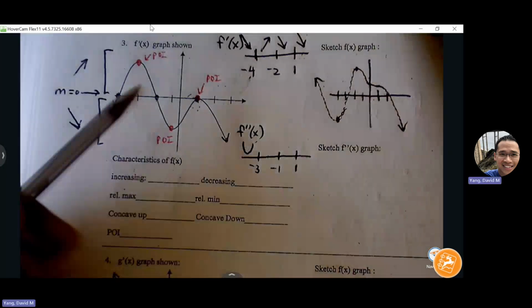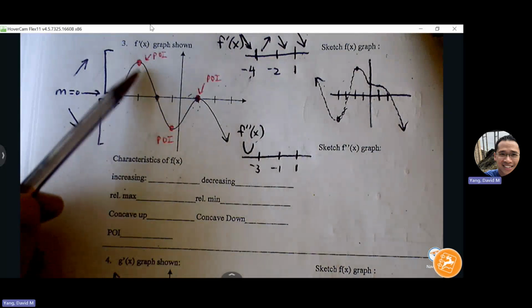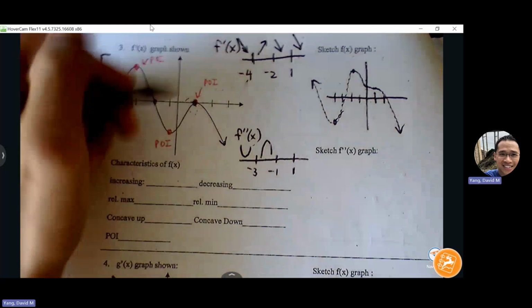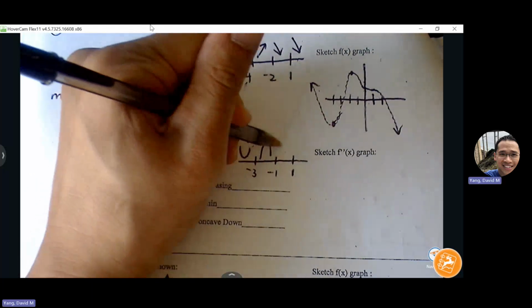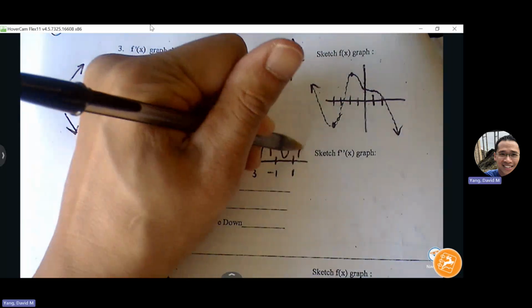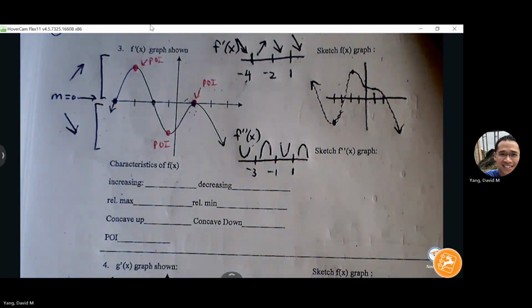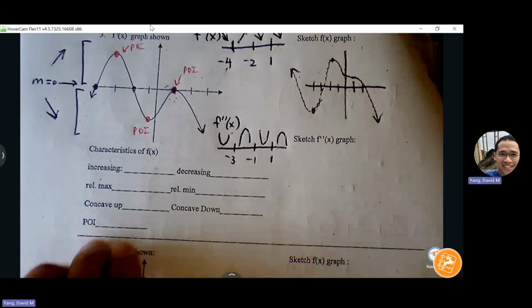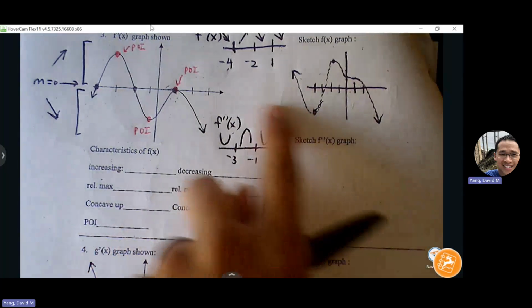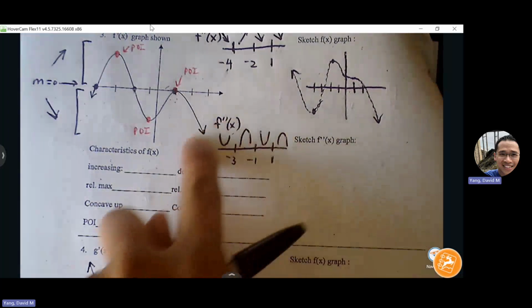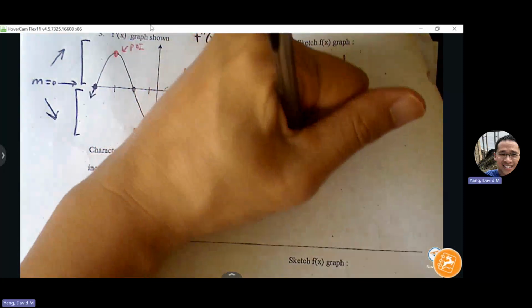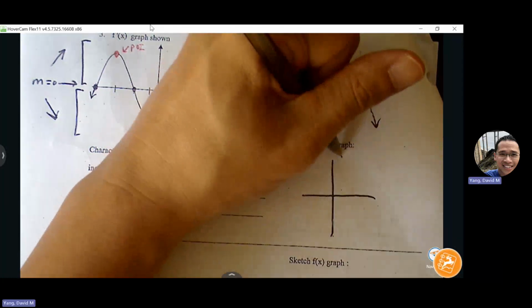So between -3 and -1, what do you see? Negative slope. Negative slope means concave down of the original graph. Positive slope means concave up. Negative slope means concave down. Now, based off of this, we can answer all these questions about point of inflection, concave up, concave down. But we can also sketch a second derivative graph based off of these notations.